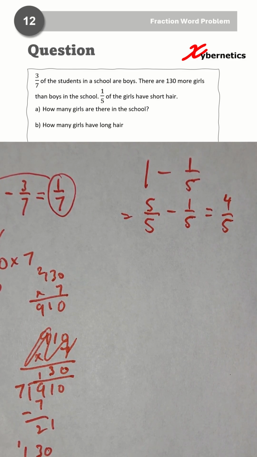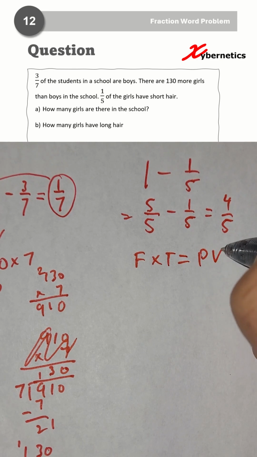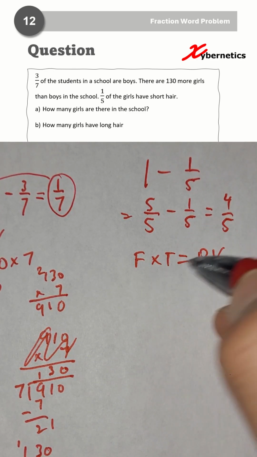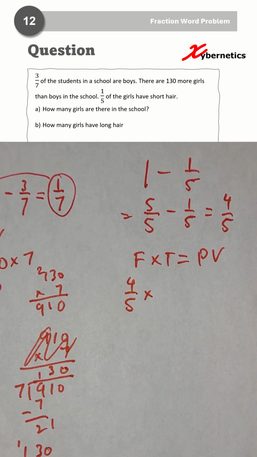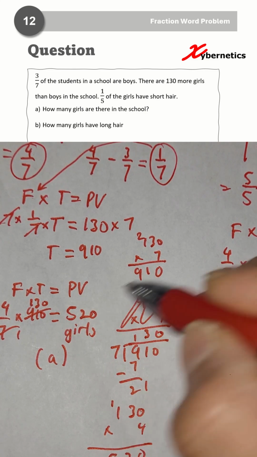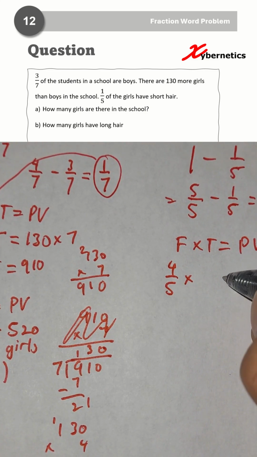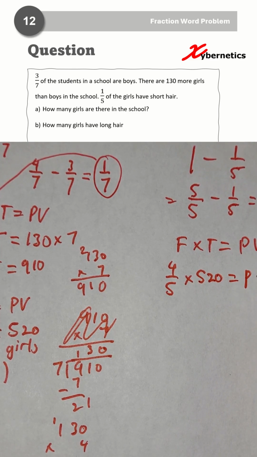And as we have established, fraction times total will give you your physical value itself. We know the fraction of girls with long hair is that. So we take 4/5. And we know the total number of girls in the school from part A is 520. So we multiply that by 520. We'll get our physical value, which is the girls with long hair.